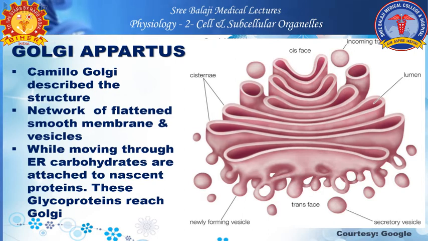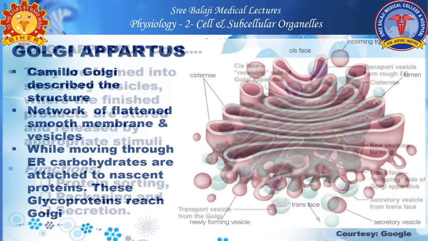So this structure tells it. Golgi apparatus, flattened smoothened membranes, vesicles, and glycoproteins traverse from endoplasmic reticulum to the Golgi apparatus.